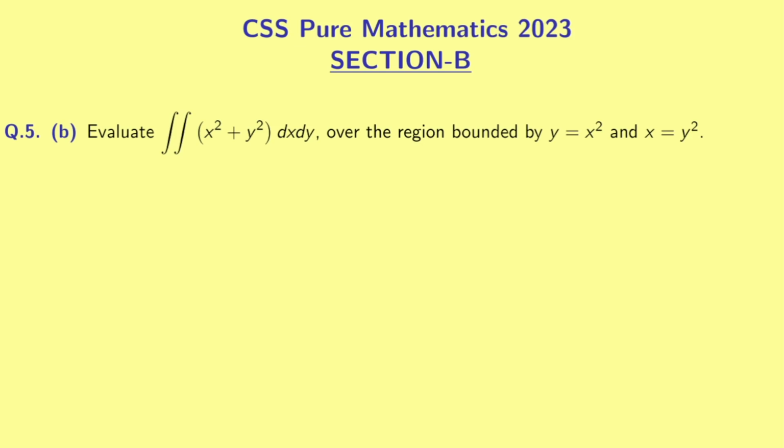This is section B, question 5, item B. It asks us to evaluate the double integral of the function x squared plus y squared over the region bounded by y equals x squared and x equals y squared.